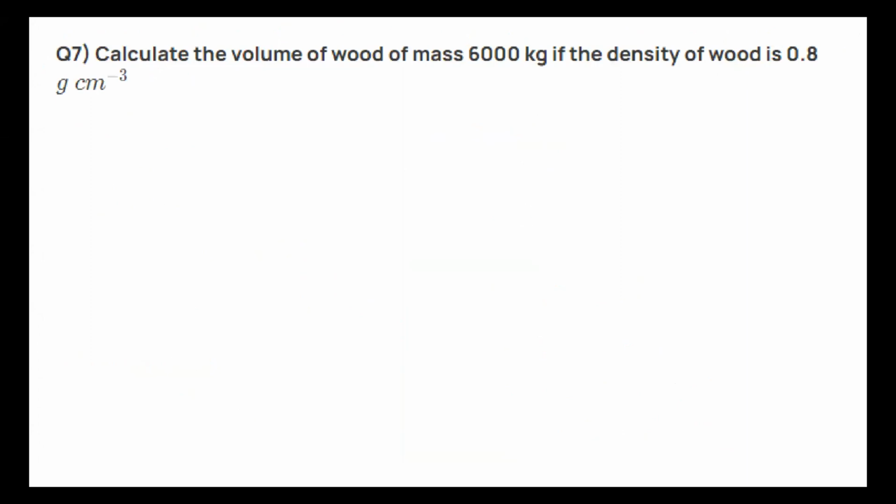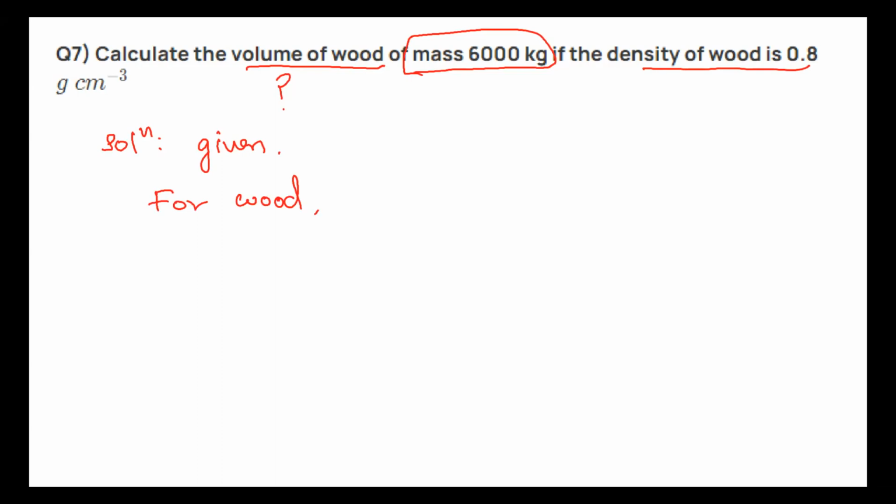What they have said: calculate the volume of wood. So we have to calculate the volume of a mass of this much kg and density is this much. Solution. What is given? They are talking about a substance called wood. Mass is given, how much? 600 kg. Density is also given, how much? 0.8 gram per centimeter cube.